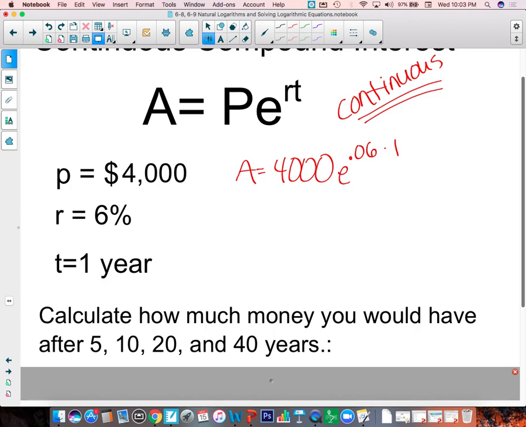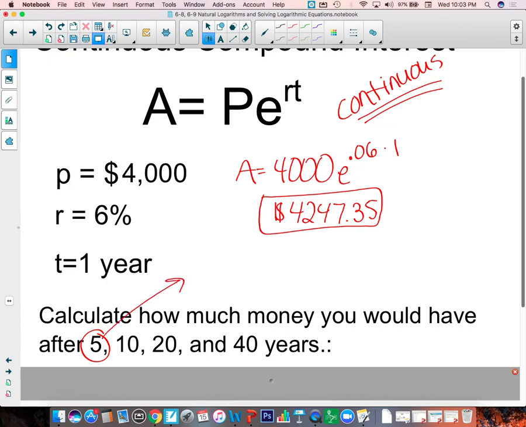Okay, so if I threw that in my calculator, $4,000, putting that in there for 6% for a year, that'll give me a decent amount of money. So I think that I get more money with continuously compounding interest versus the monthly or quarterly or something like that. Continuous is better. So when you see an account that says compounding continuous, you want that. All right, so just for practice, do 5 years.